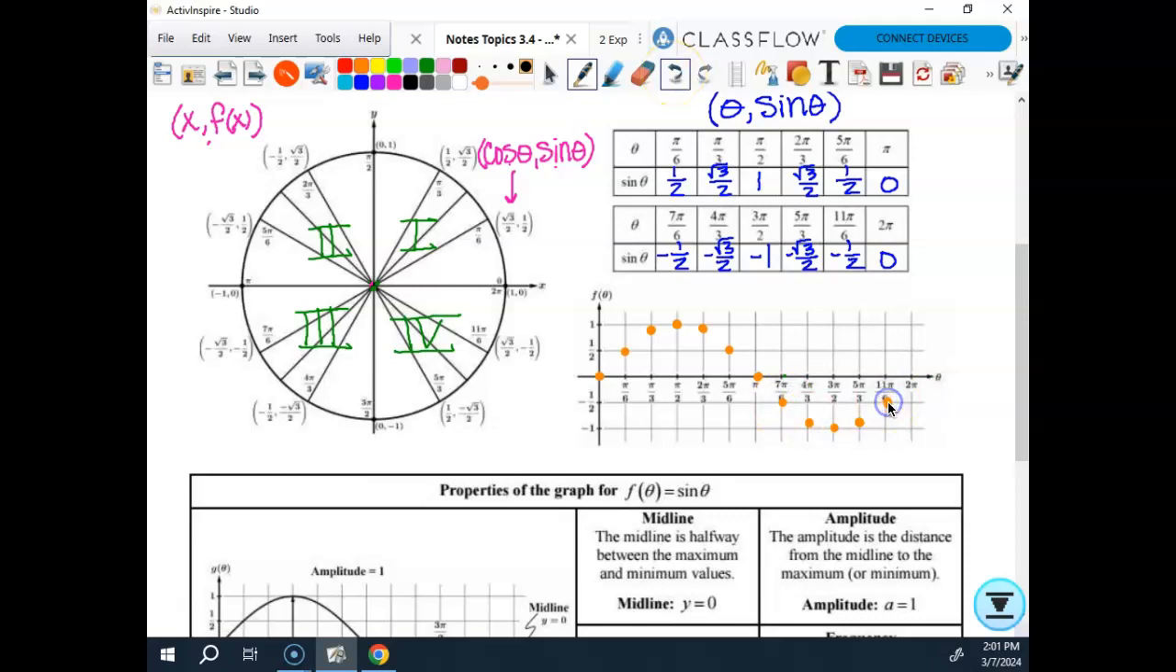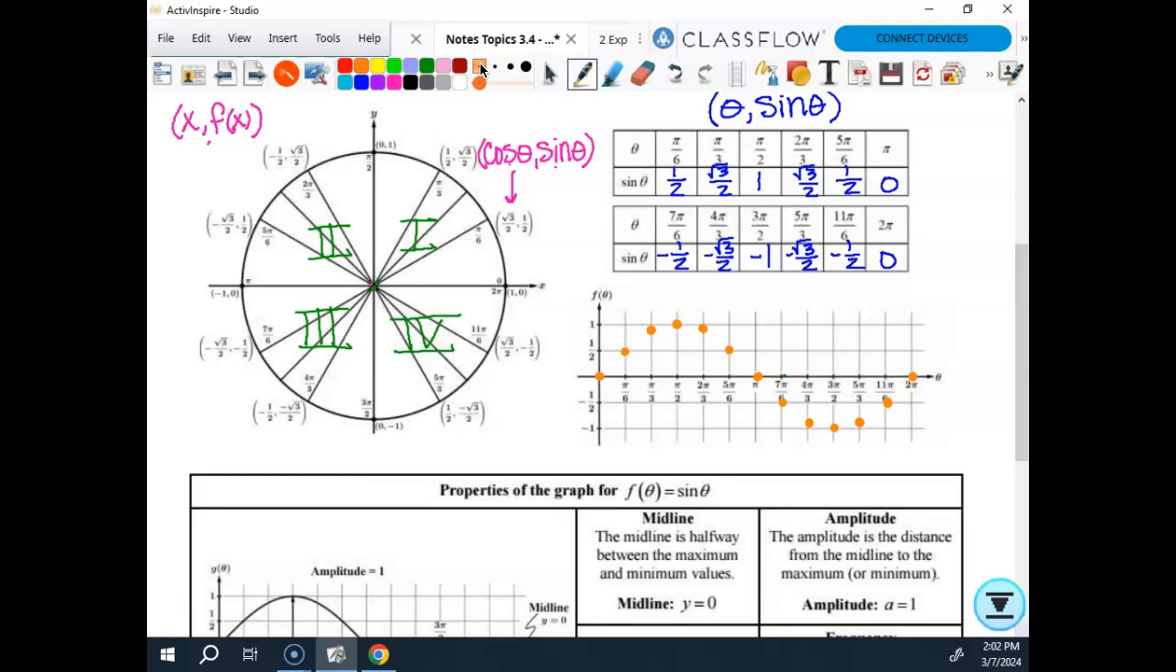Good observations. No crying. No crying in math. You can cry in physics. You can't cry in math. I'm sorry. All right. So we see the wave, right? Which might make you think of physics. Hopefully it does not make you cry.